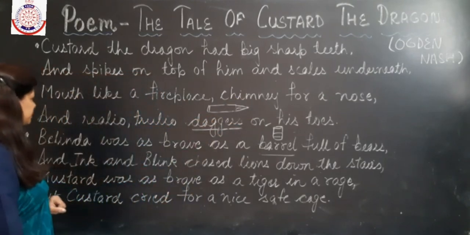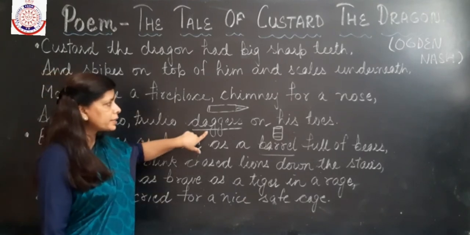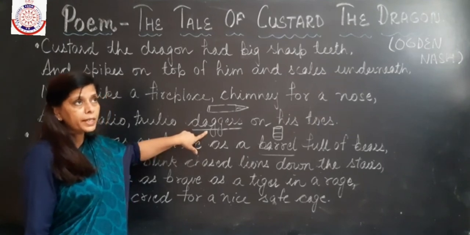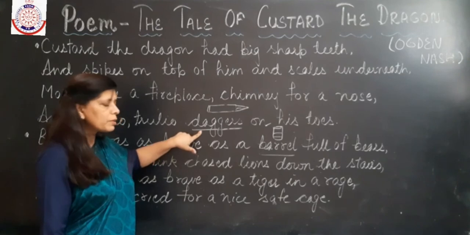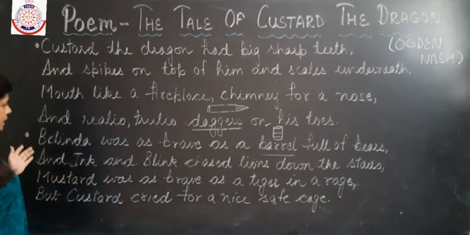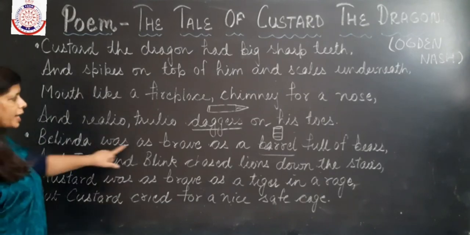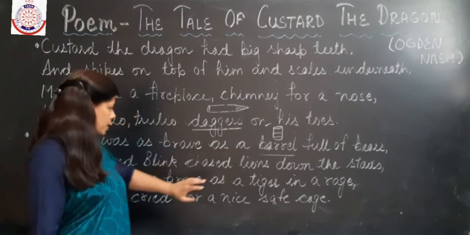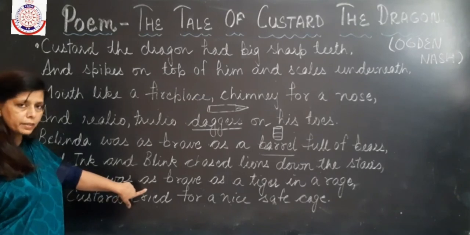Right? And then again here metaphor, daggers on his toes. They have not written toes or nails like daggers. They have written daggers on his toes. So comparison without like and as. Now see this next stanza. Here again simile has been used. As brave as a barrel full of bears. Simile has been used. Here also, Mustard was as brave as a tiger in a rage.